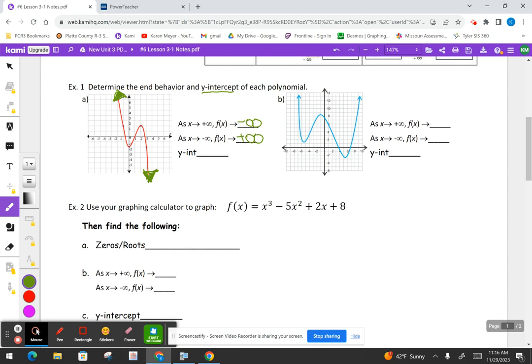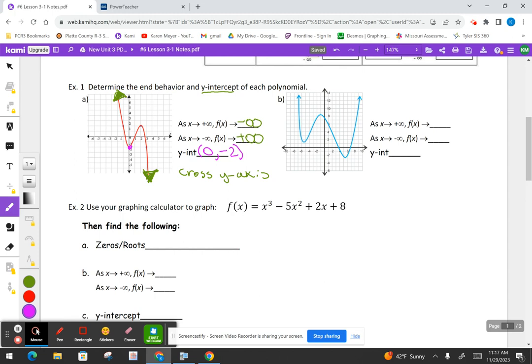Okay, y-intercept. Remember, y-intercept is where it crosses the y-axis. And if I look at this problem, it crosses my y-axis right here, and that is at -2. So y-intercept is always 0, and then where it crosses the axis, so (0, -2).